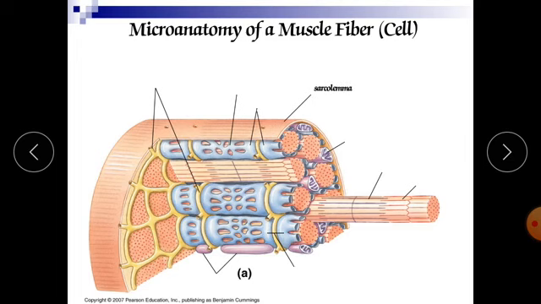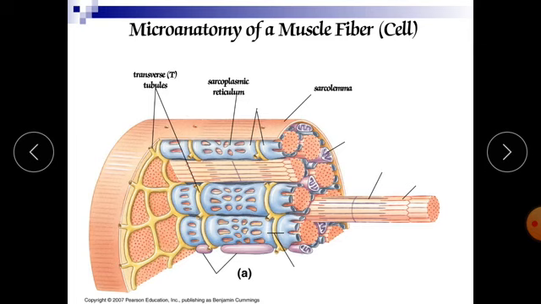the sarcolemma. The sarcolemma is the cell's outer membrane, and the multiple nuclei of skeletal muscle fibers are located just beneath it. Now, transverse tubules. These transverse tubules are thousands of tiny invaginations of the sarcolemma.